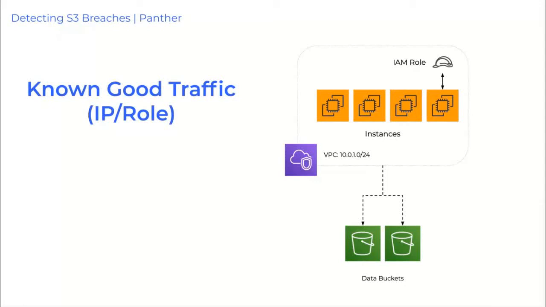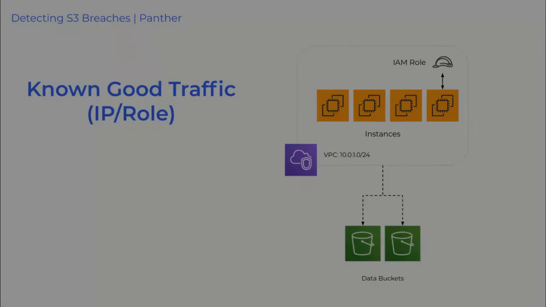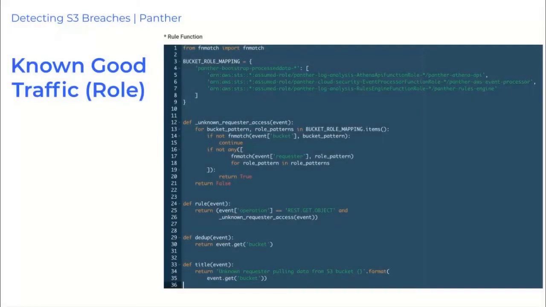Let's say we want to model traffic to our buckets from our application. Generally, you only ever want a certain set of IAM roles, or maybe only a certain set of instances, to access our data buckets. And because we have this information with S3 server access logs, we can start to write a little bit more complex rules. So this is another example where we're doing known good traffic based off of IAM roles.